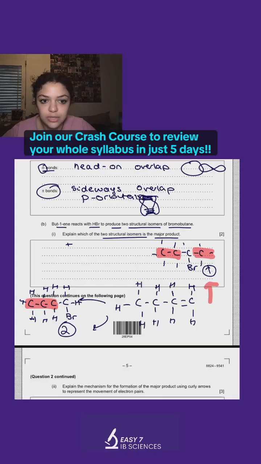So primary is more stable. No, 1 is more stable. This first one's more stable. The secondary one is more stable. Exactly, perfect, Patrick. So the more carbon it's bonded to, the more stable.